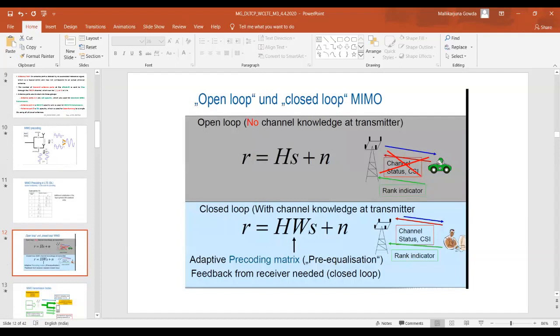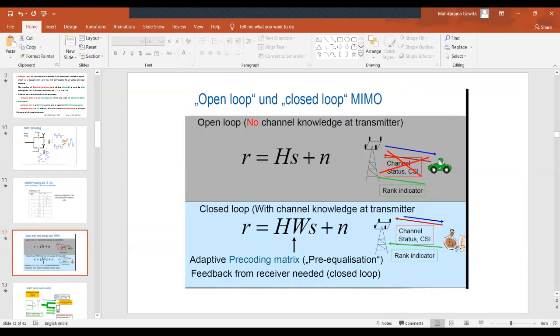Just to say what open loop and closed loop MIMO are: open loop MIMO doesn't require any channel knowledge at the transmitter side. So we say R, the received signal, is equal to H S plus N, where H is the channel matrix, S is the signal and N is the noise. So channel state information, CSI, is not required in open loop MIMO.